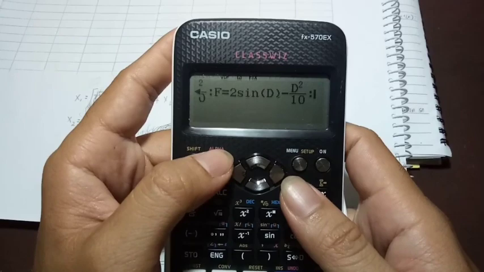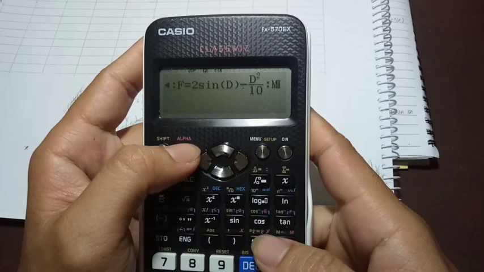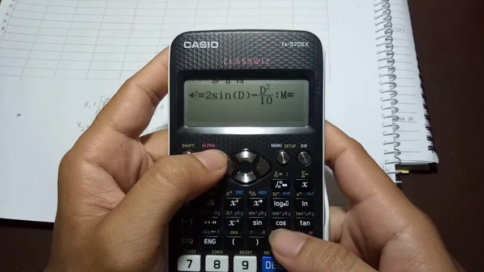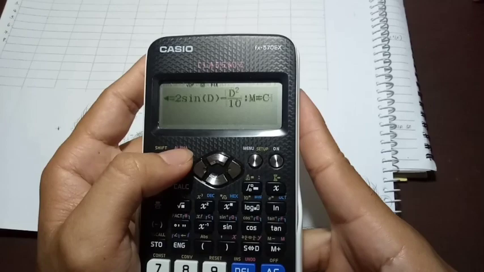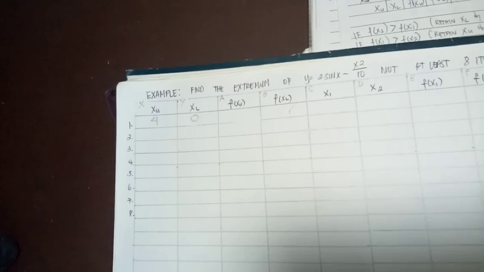For x sub 1 minus x lower, alpha m is equal to x sub 1, c minus x lower, which is y. With an initial value of 0 and 4, 4 is the x upper and 0 is the x lower. We can now start iteration by putting the initial value to the calculator.